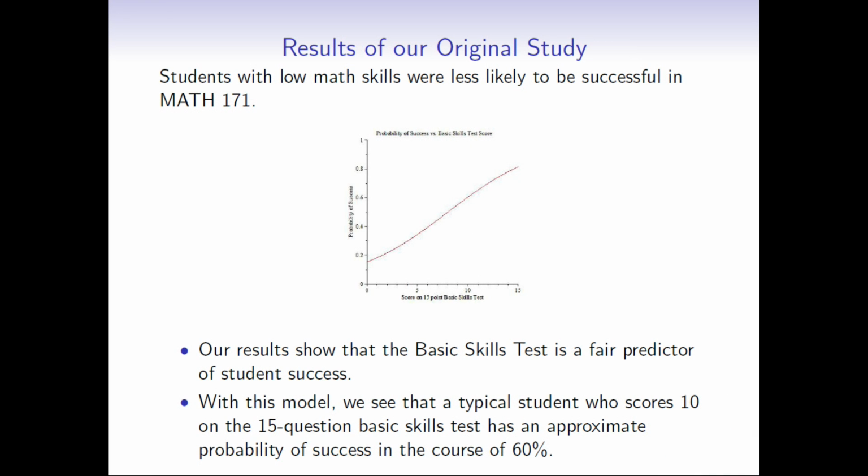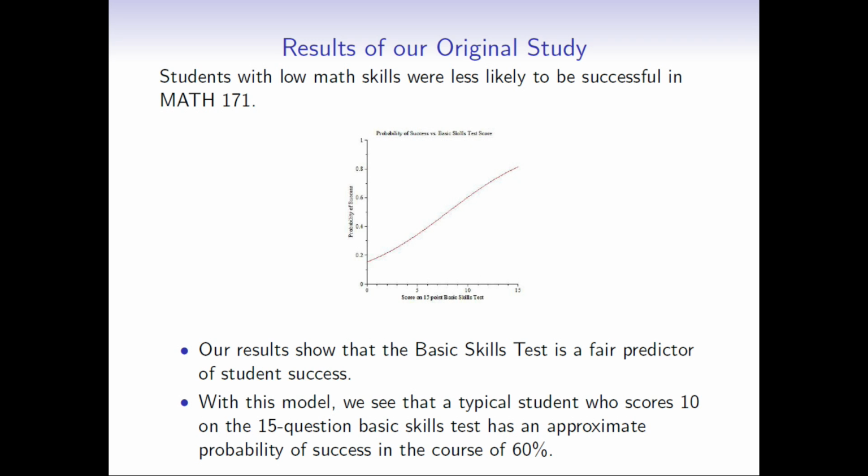So here are the results from that original study, and some are not so surprising. First, students with low math skills were less likely to be successful in Math 171. This graph shows their score on the horizontal axis, their score on the 15-point test, and their percent chance of being successful in intro stats.